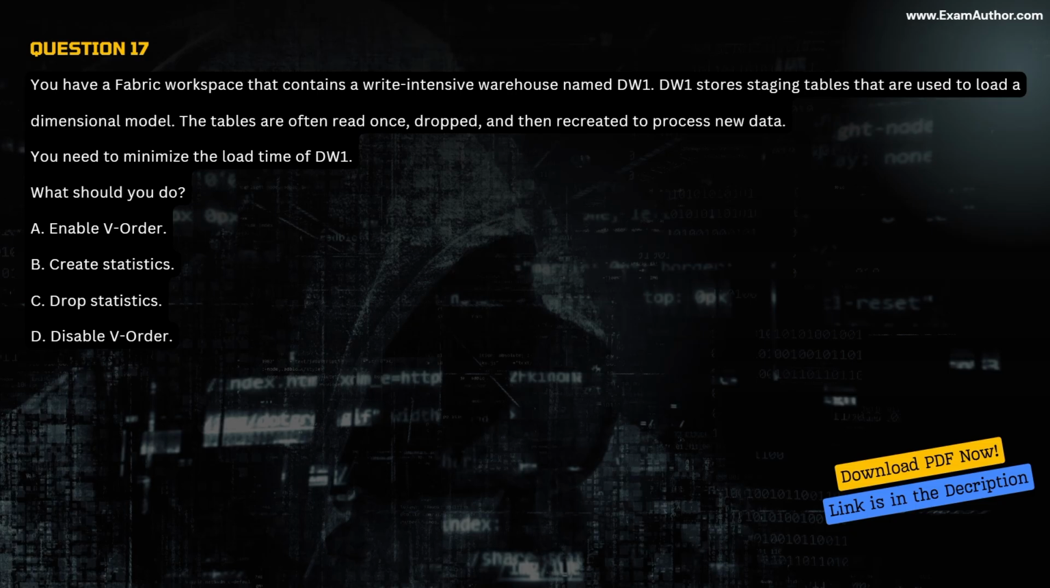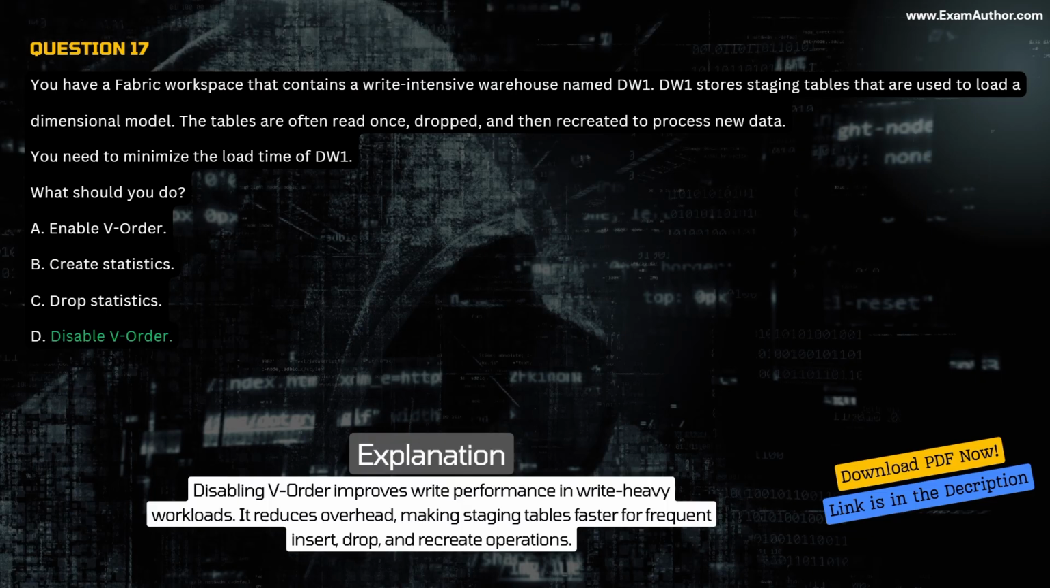Enable vOrder. B. Create statistics. C. Drop statistics. D. Disable vOrder. Correct answer D. Disable vOrder. Explanation. Disabling vOrder improves write performance in write-heavy workloads. It reduces overhead, making staging tables faster for frequent insert, drop, and recreate operations.